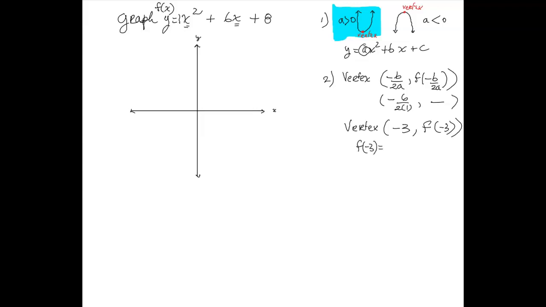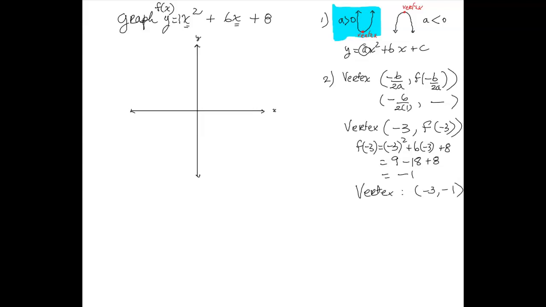f of negative 3 is equal to 1 times negative 3 squared plus 6 times negative 3 plus 8. And we evaluate that, and we get negative 3 squared, that's 9, minus 18 plus 8. 9 minus 18 is negative 9. Negative 9 plus 8 is negative 1. So my vertex is at negative 3, negative 1. That's going to be my point.